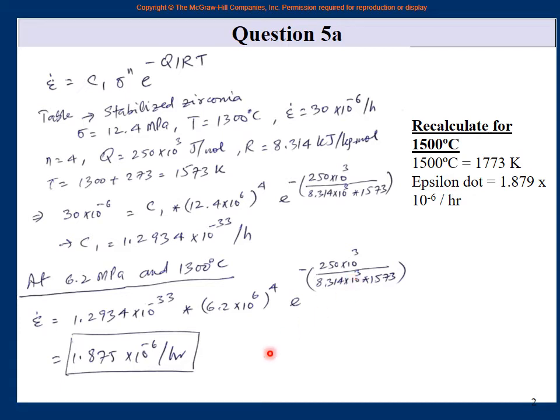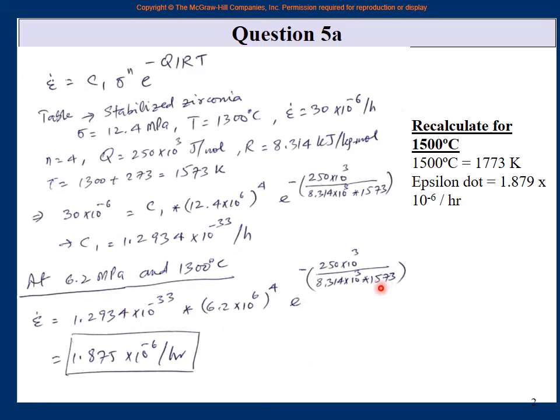Now my mistake: we had to solve it for 1500 Celsius, but I still solved it at 1300. The stress has changed, but the temperature is still 1300. So I have done 1300 is 1573 Kelvin. I have written this note for you about this small error, so I did not want to do the calculation again. But everything else is the same.